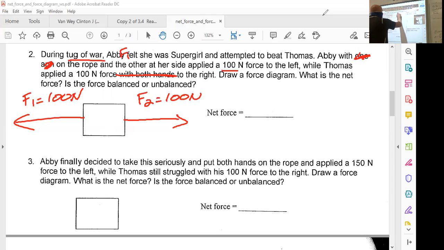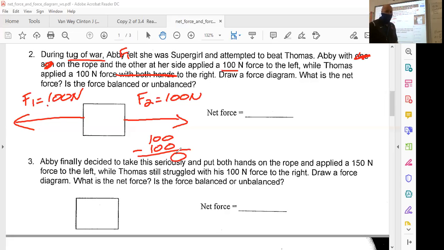Well, look, if Abby pulls 100, Thomas pulls 100, they pull the same amount in a tug of war, there's not going to be a winner, right? So we do the same thing. Forces that act in opposite directions get subtracted. 100 minus 100 equals 0.